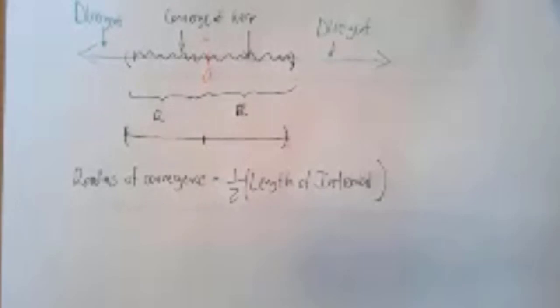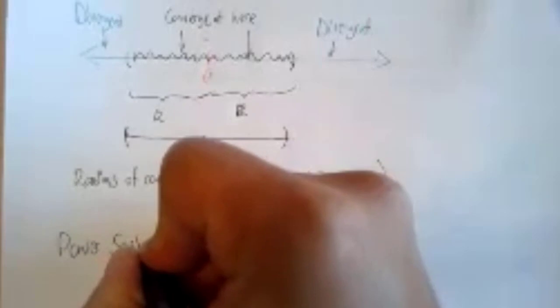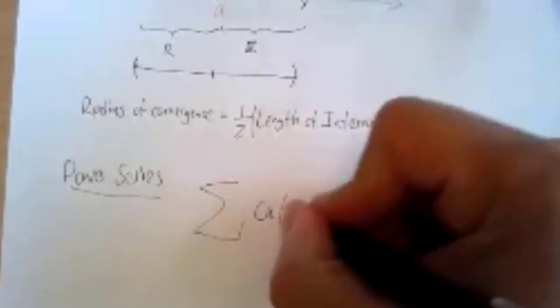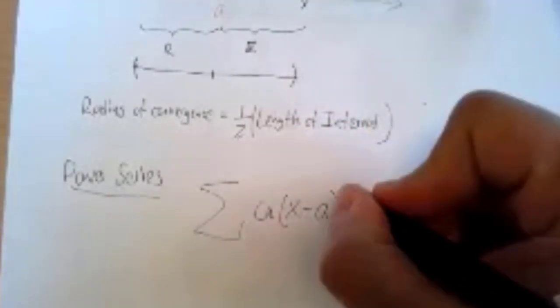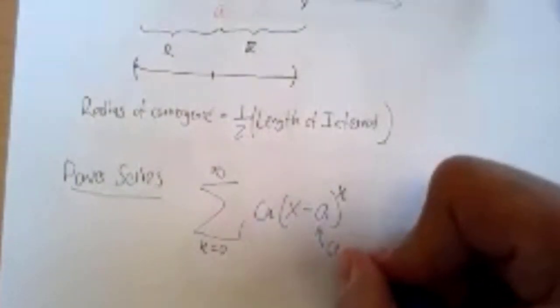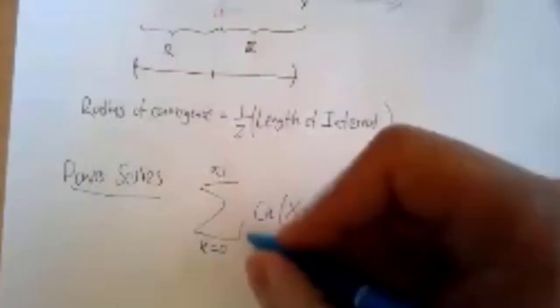But so we haven't done much. We're just starting. We are talking about power series. So power series look like this. They are like series where we have some coefficient times x minus a to the k from 0 to infinity. This guy is the center. And these are the coefficients.